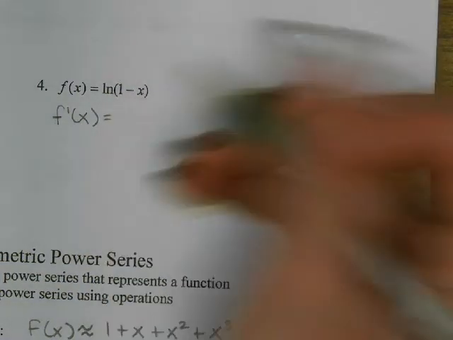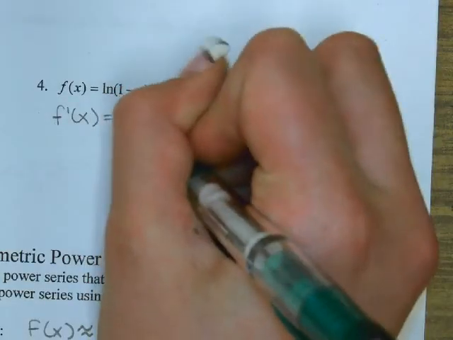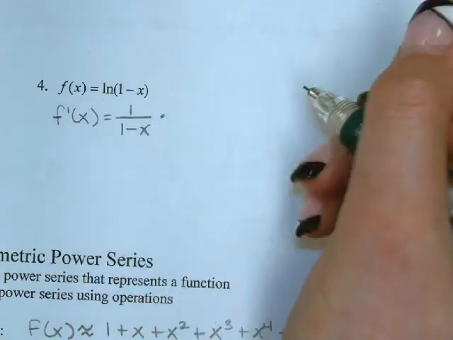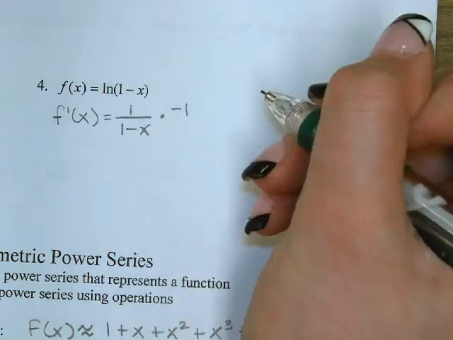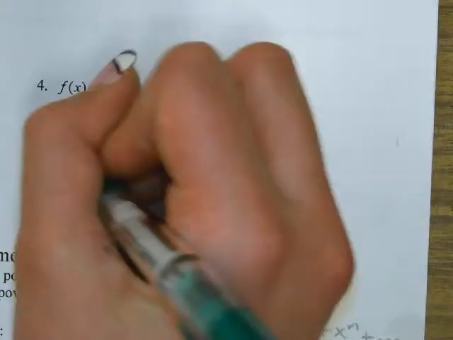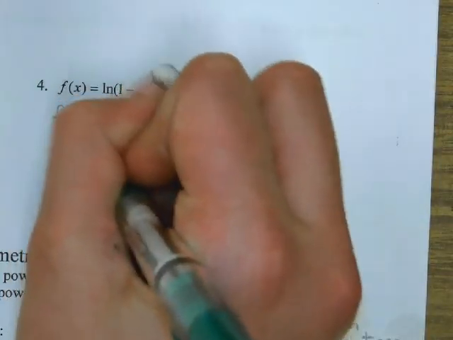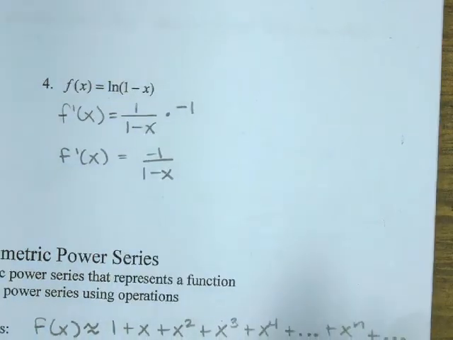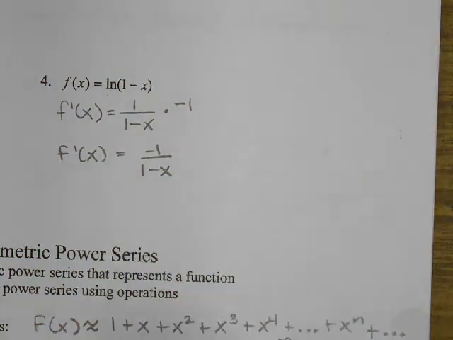So the derivative of ln, if you remember, is 1 over the inside of the parentheses, and then we have to do the chain rule, so we multiply by the derivative of the inside of the parentheses, which is -1. That means f prime of x is -1 over 1 minus x. So once I took the derivative, now it looks like all the other problems did.